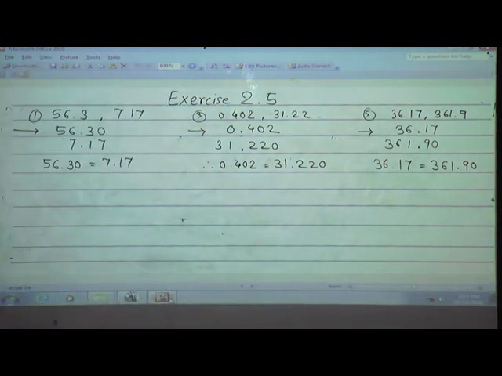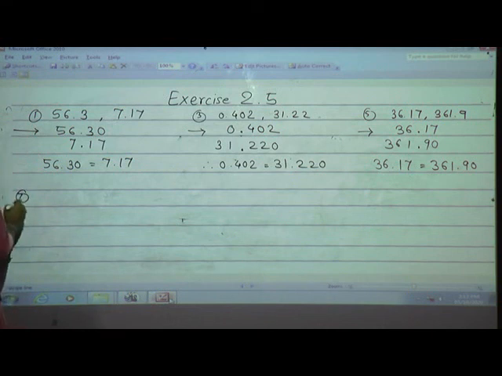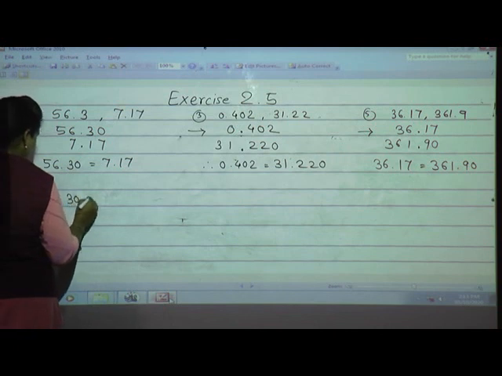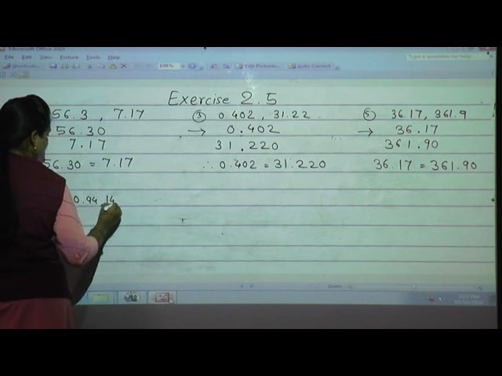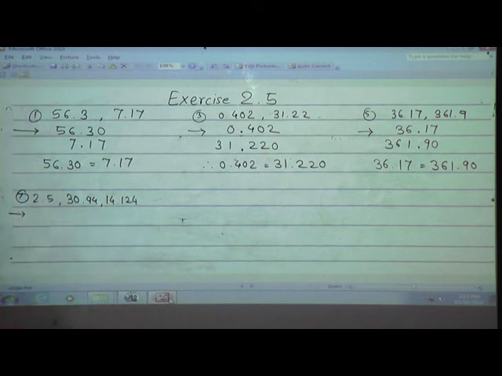Now 2 numbers they are given, 2 decimal groups they are given. Now from 6th onwards they had given 3 decimal groups. Now I'll solve 7th one for you. 2.5, 30.94, 14.124. Now what is the first step, students?